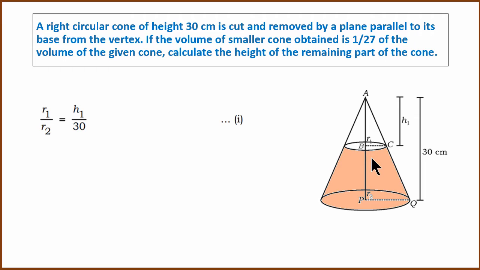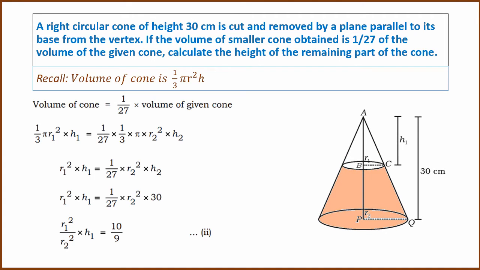Using similar triangles, what can we say? We can say that BC divided by PQ, which is R1 divided by R2, is the same as H1 divided by 30. Just looking at these two triangles as similar triangles and saying that the ratio of the sides are the same, which is what we have written here. This is the first step, and we'll use this later when we use the volume formula. Let's go to the next step.